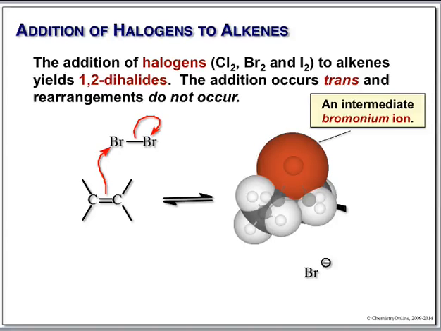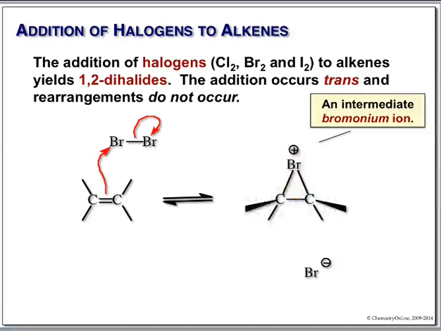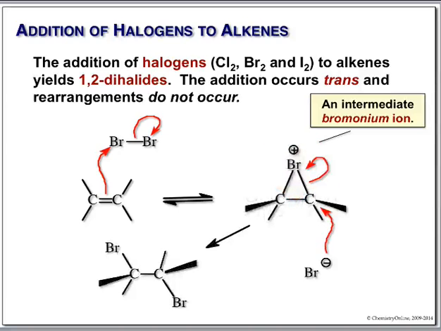The pathway of least resistance, remember rule number 2, is for this to come up from the bottom. When it comes up from the bottom, its little ring opens, and we get trans stereochemistry. So what you have to remember here is we form a bromonium ion intermediate. We then get backside attack of Br minus to give the trans product.